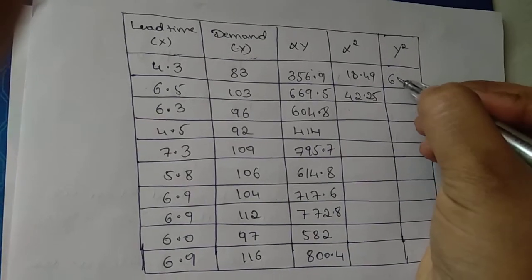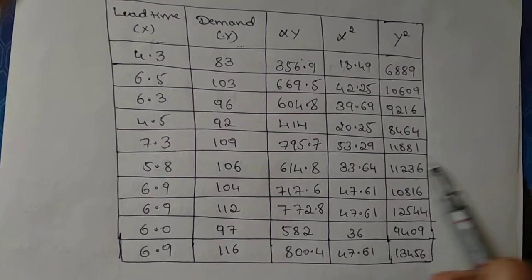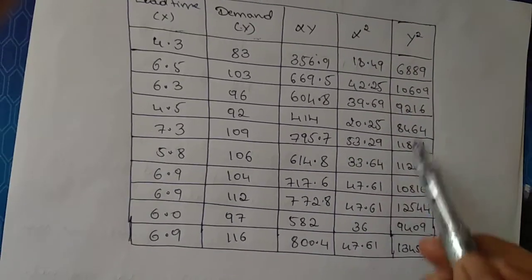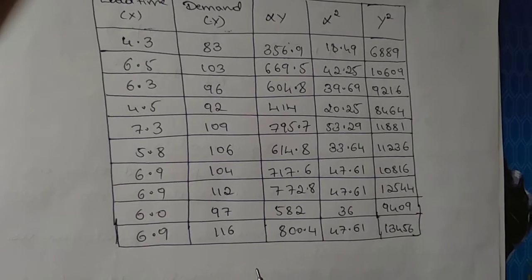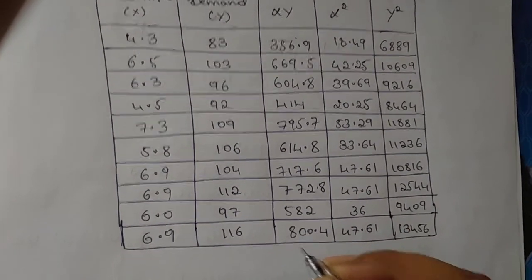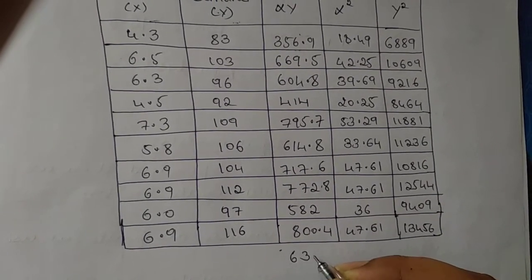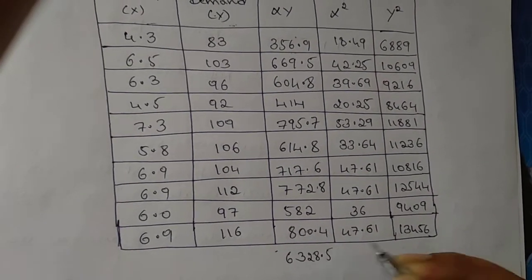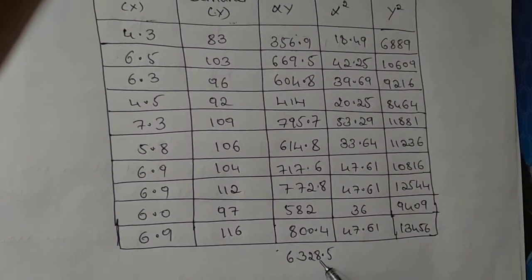In the same way, you have to just write y square also. Like this we have to calculate and write all the values for x square and y square. Now, you have to take the summation for xy. Summation of xy is 6,328.5. You have to add all these values and then write the summation of xy.